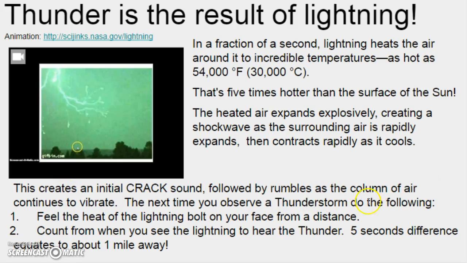The next time you observe a thunderstorm, do the following. You can actually feel the heat of a lightning bolt on your face, even from a distance. And secondly, you can count from when you see the lightning to hearing thunder. About every 5 seconds of difference from when you see lightning, start counting, and that equates to about 1 mile away to when you hear the thunder.